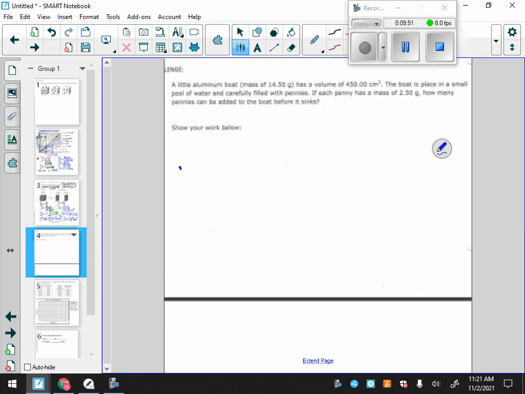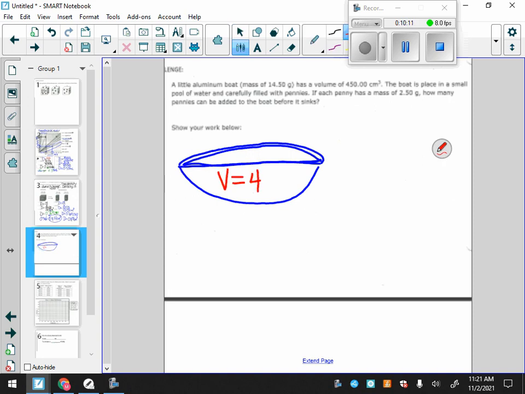Because the aluminum boat is hollow. And given that it's hollow, we can fill it with pennies. So when we add pennies to it, we're going to fill up the hollow space with more mass. So the volume is equal to 450 centimeters cubed. And the mass of this whole little aluminum boat is 14.5 grams. Not centimeters cubed, but grams. Now, each penny has a mass of 2.5 grams. How many pennies will it take to sink the boat?